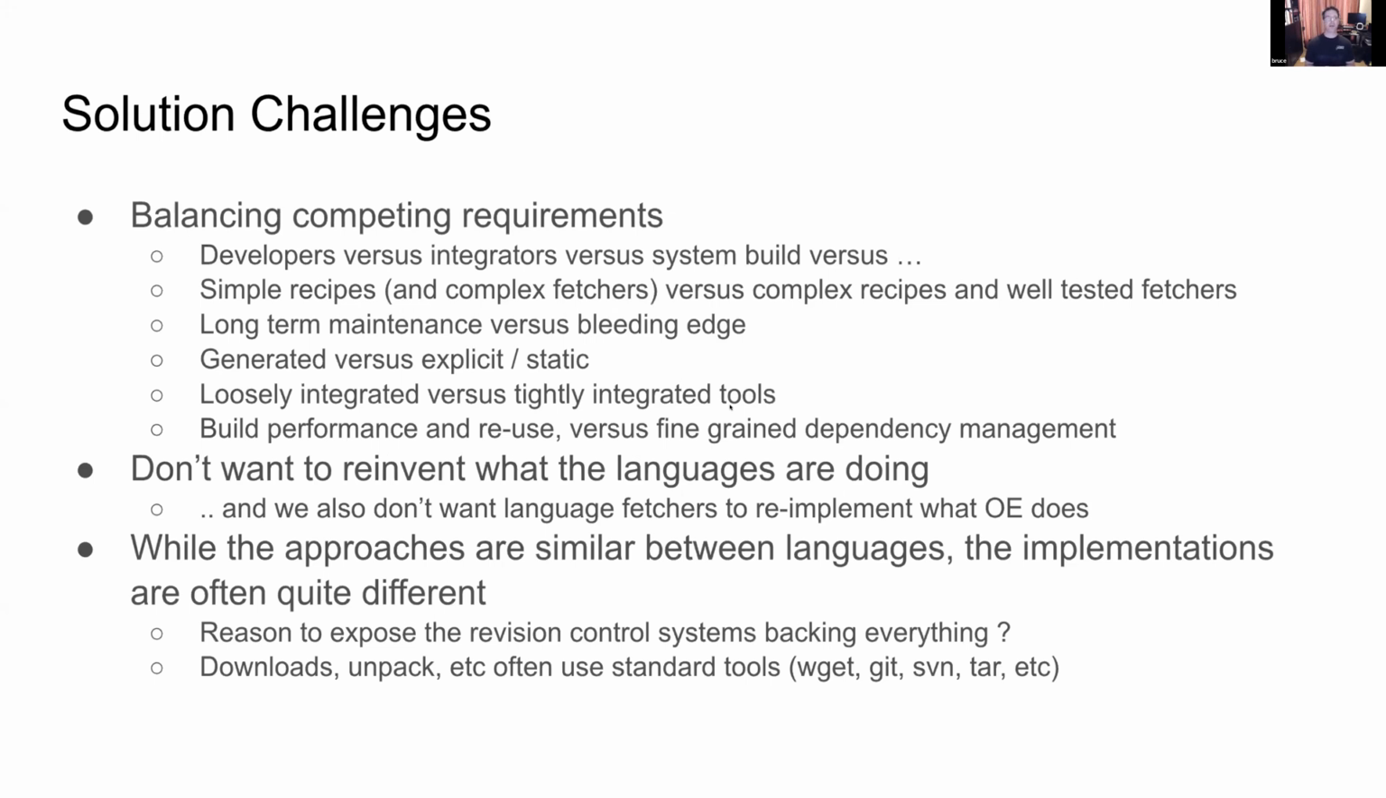I'm talking slowly. The challenges around these solutions is, of course, balancing those competing requirements, right? Developers versus integrators versus system build versus, you name it. Do you want simple recipes and complex fetchers, or do you want complex recipes and the well-tested fetchers? Long-term maintenance versus bleeding edge, generated information in the data store or wherever in a variable versus explicit static information.